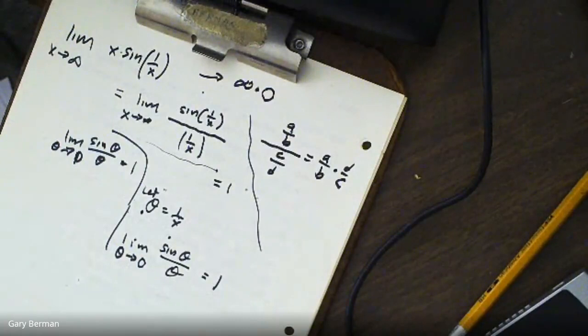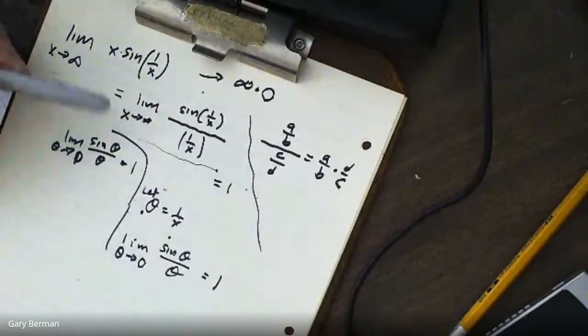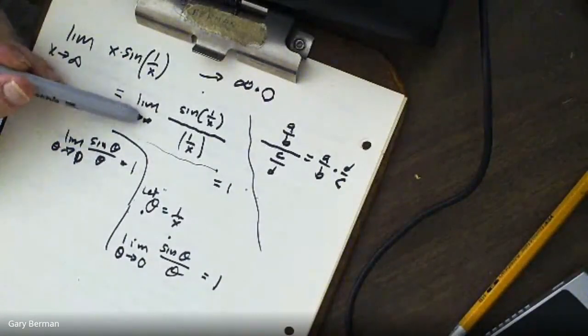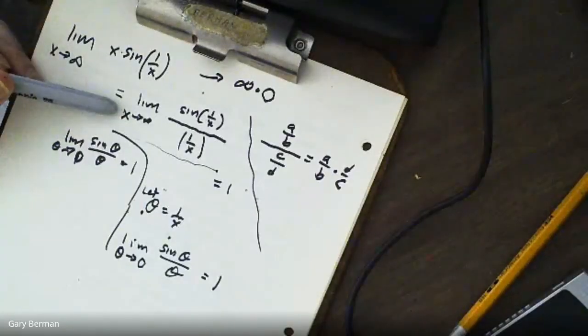How did I get 0 where, Jessica? At what point are you asking? So you had the limit as theta approaches infinity, and then you went from that to the limit as theta approaches 0. How did you get that? Okay, no, watch this very carefully. The original limit is x going to infinity, not theta, right?